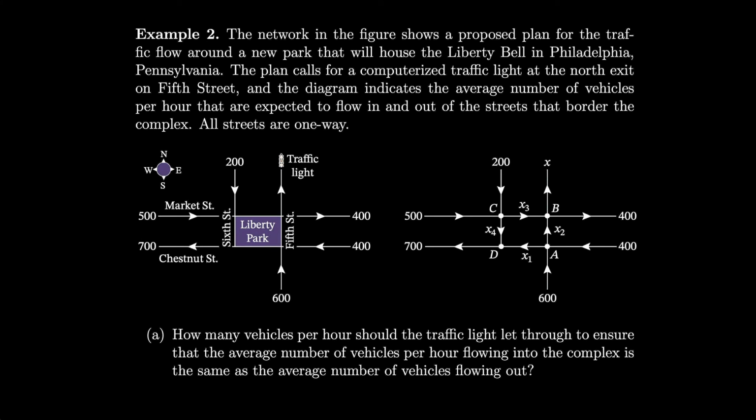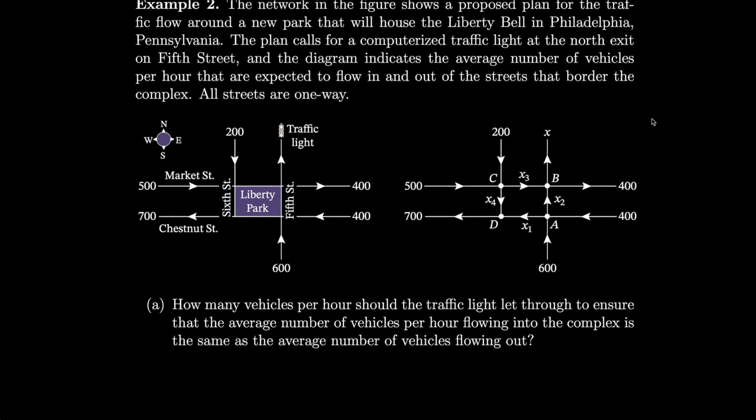The network in the figure shows a proposed plan for the traffic flow around a new park that will house the Liberty Bell in Philadelphia, Pennsylvania. The plan calls for a computerized traffic light at the north exit on 5th Street, and the diagram indicates the average number of vehicles per hour that are expected to flow in and out of the streets that border the complex. All streets are one way. How many vehicles per hour should the traffic light let through to ensure that the average number of vehicles per hour flowing into the complex is the same as the average number of vehicles flowing out?